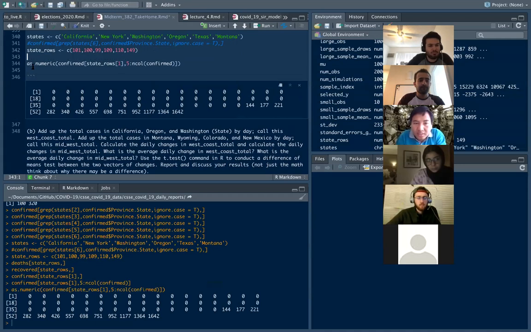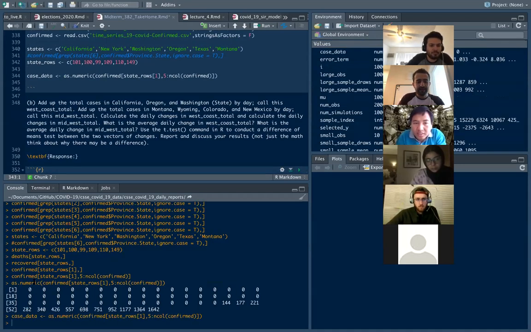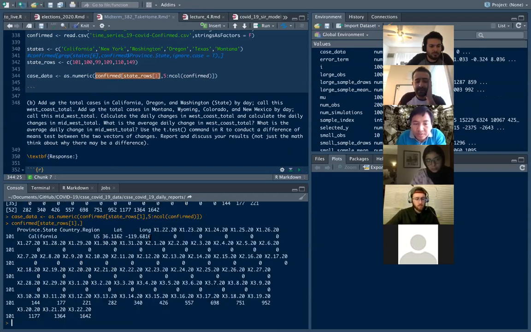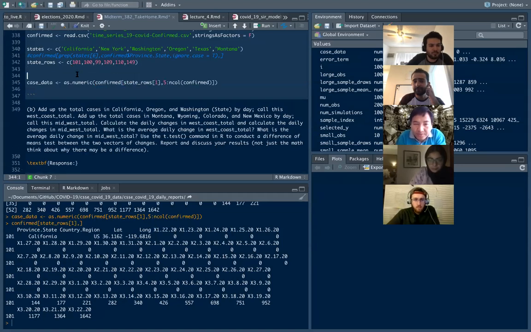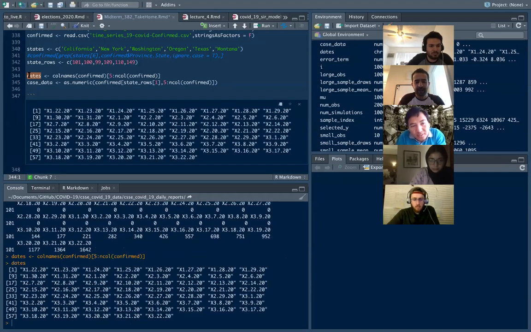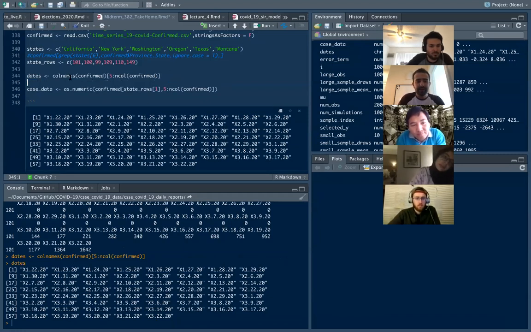Okay, so case data. Now, each one of these numbers corresponds to a particular date, right? So if I go back into my data here, I can see how the dates are written. X1.22.20, X1.23. R doesn't allow you to have a column name that starts with a number. So R is going to automatically tack on this extra X. But really here, these are the dates, right? So our dates are really the column names of the confirmed cases from 5 to the total number of columns in the confirmed cases. So there's our dates, X1.22.20 all the way up to X3.22.20.